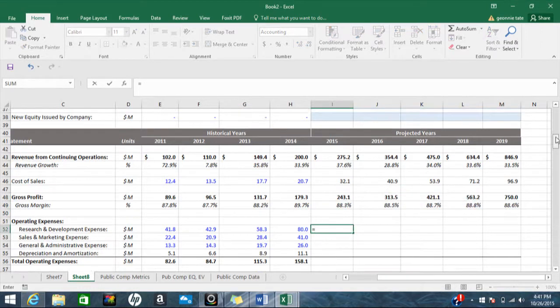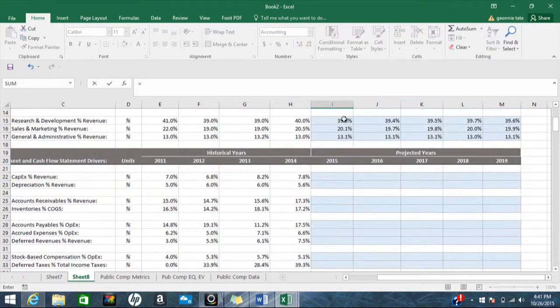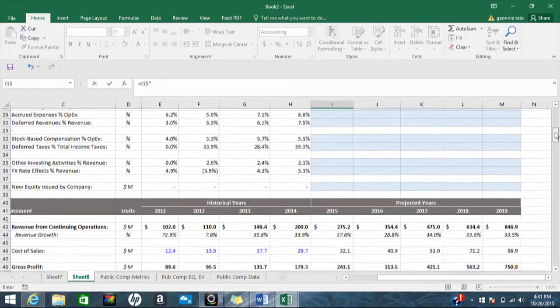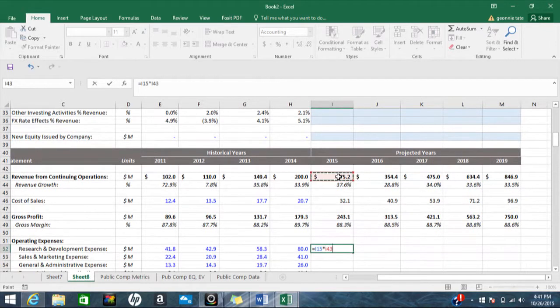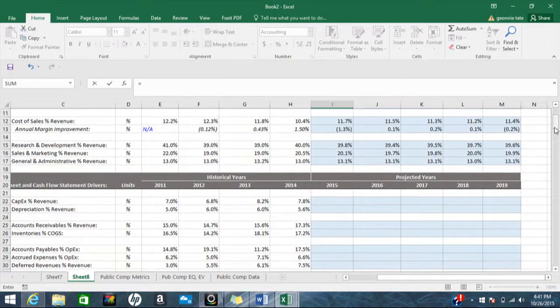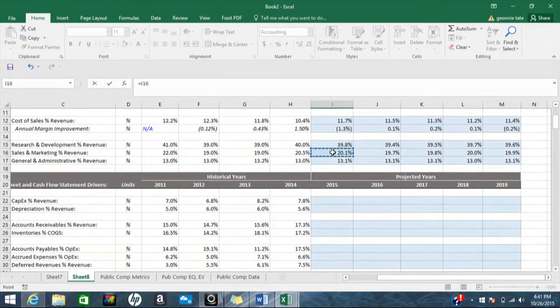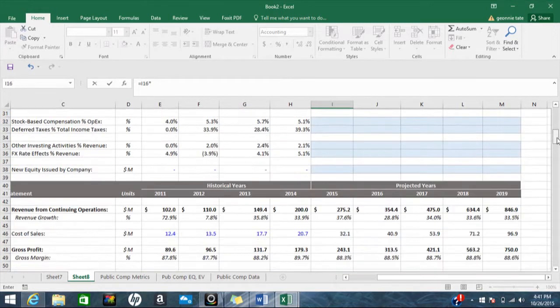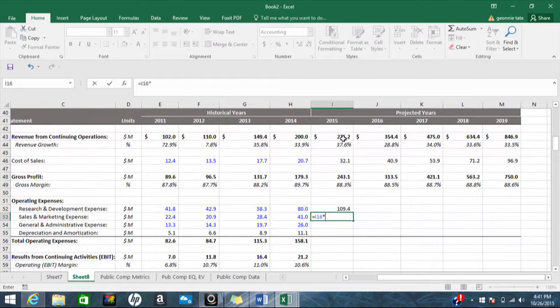For the R&D, just a simple metric here as a percentage of revenue. So all I do is take that number and multiply it by revenue. For the sales and marketing expense, same concept. It's a percentage of revenue also. As you can see, it's a lot of back and forth, but it's well worth it in the end.